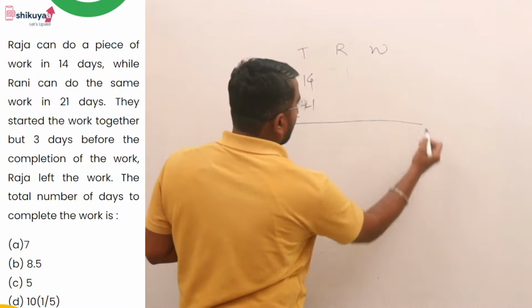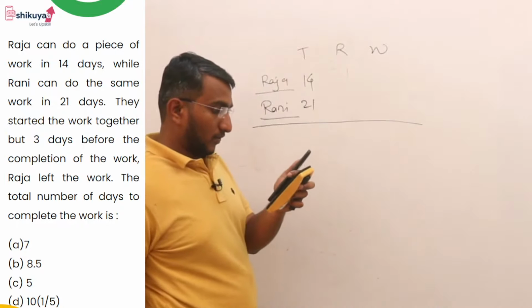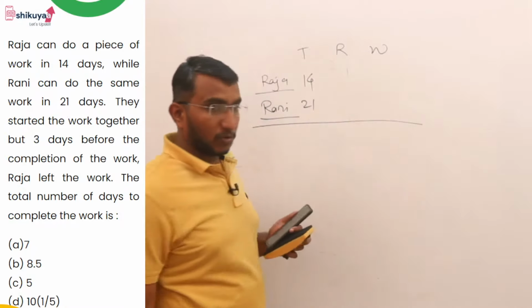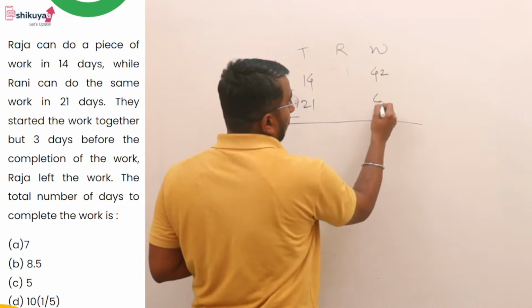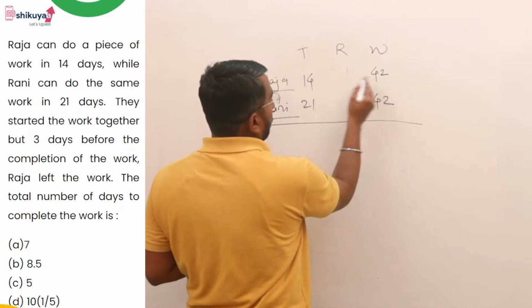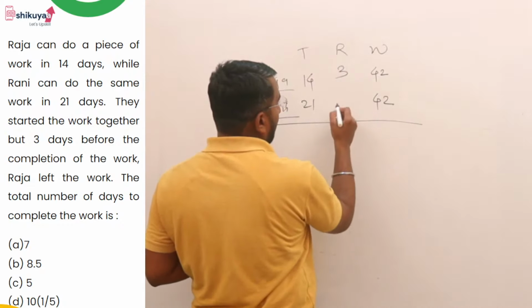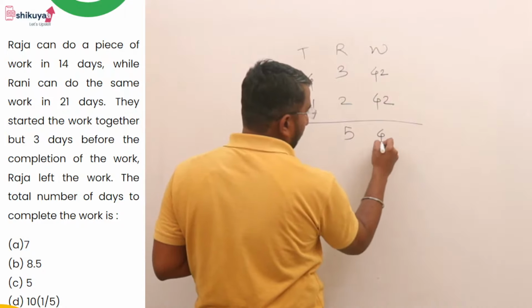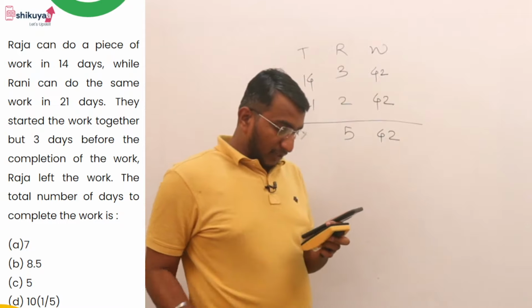Okay. Now you have to again assume the LCM to be the work done of both of them. So I will assume the LCM to be 42. Okay. So 14 3s are 42, 21 2s are 42. So their combined rate will be 5. Okay. Now just read the statement further.